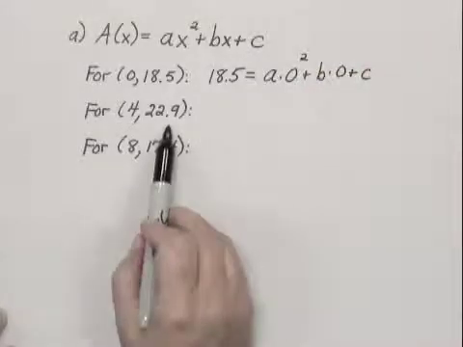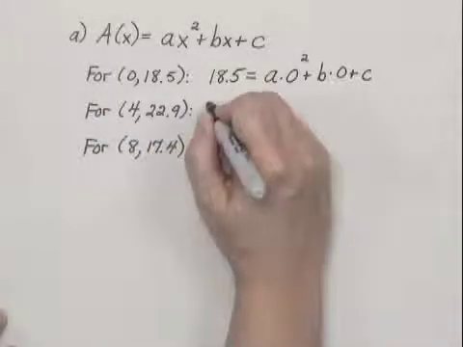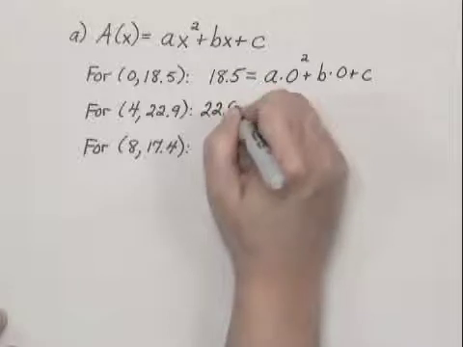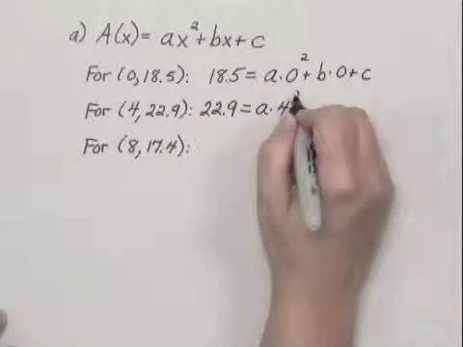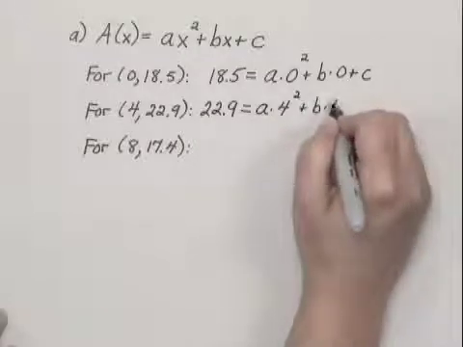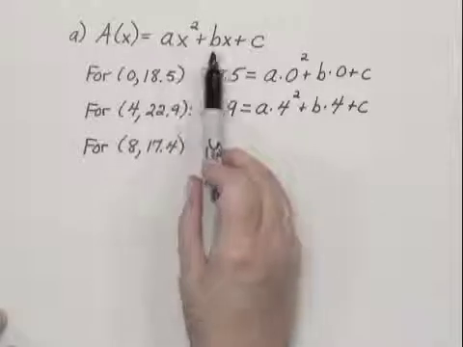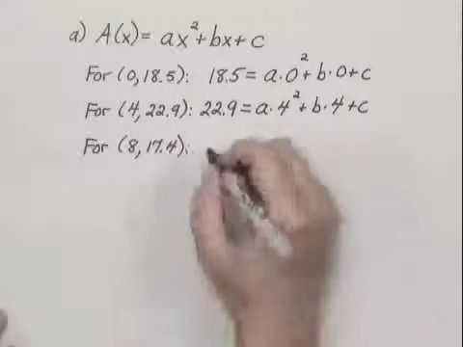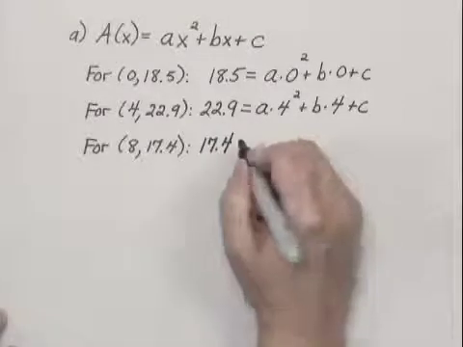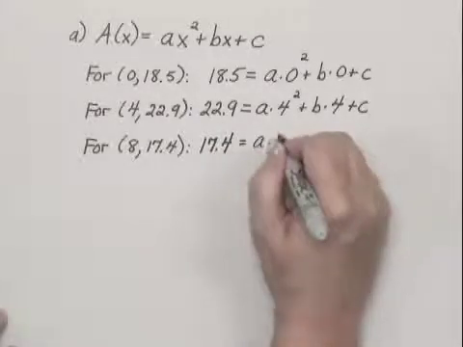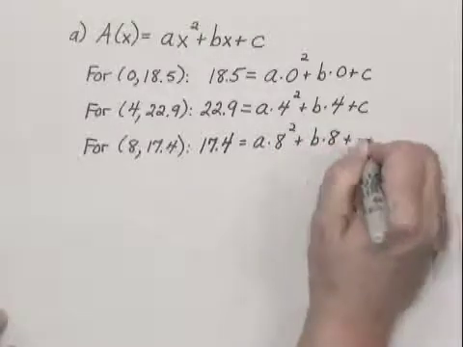Doing the same thing for the next point, 22.9 is the function value, that's A(x), equals a times 4 squared plus b times 4 plus c. And you see I substituted 4 for x each time. And finally, 17.4 is the A(x) equals a times 8 squared plus b times 8 plus c.